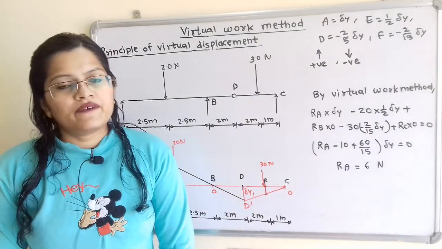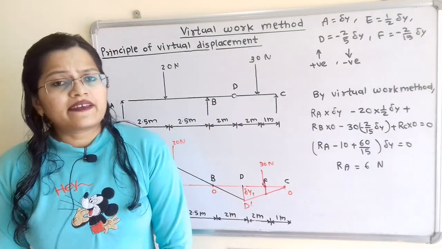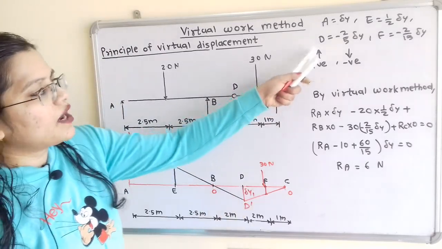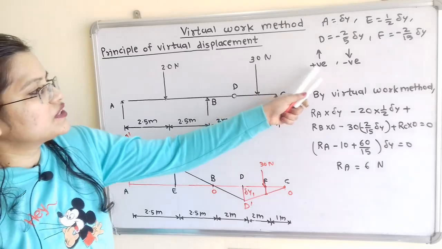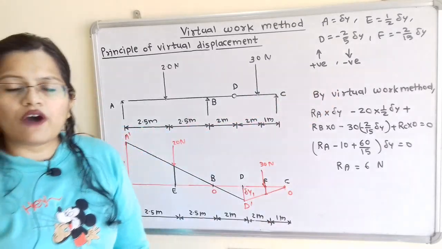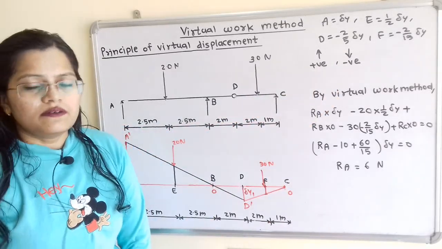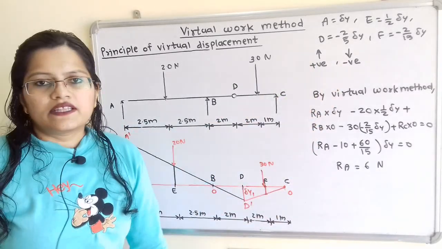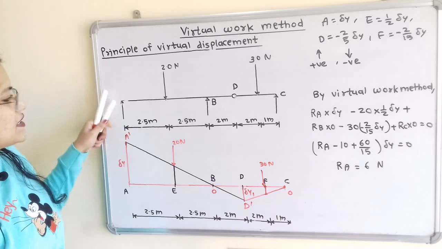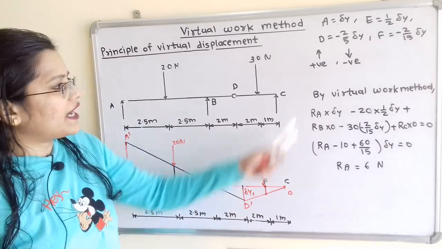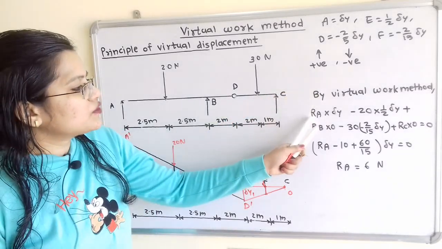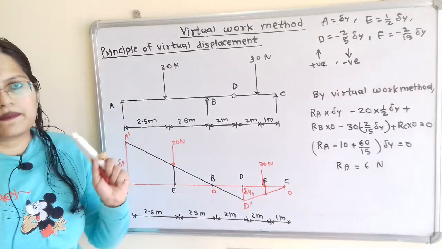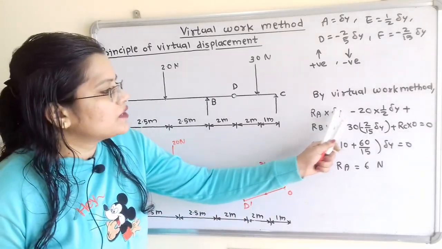We will apply virtual work method. So sign convention is the important part. The forces which are in upward direction, we will use positive sign, and forces which are in downward direction, we will choose the negative sign. So we have to mention that. Now we will take the first force, which is Ra, which is in upward direction. So we will give positive sign, and its displacement is delta y. So force multiplied by displacement. So Ra into delta y.